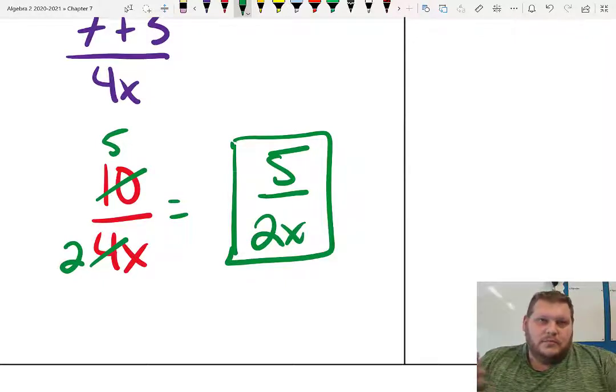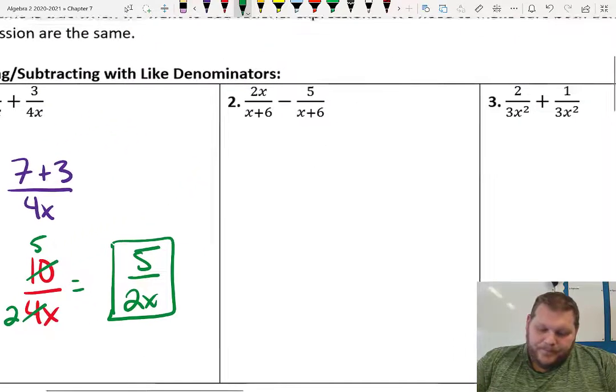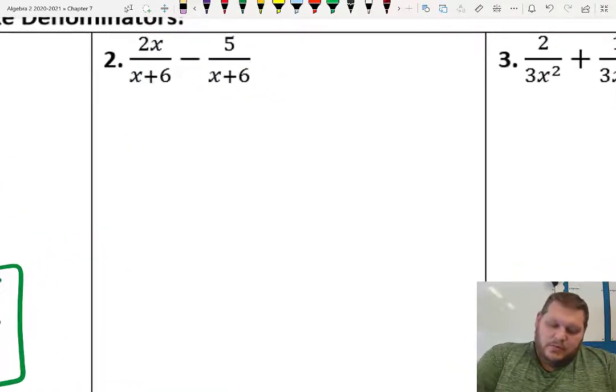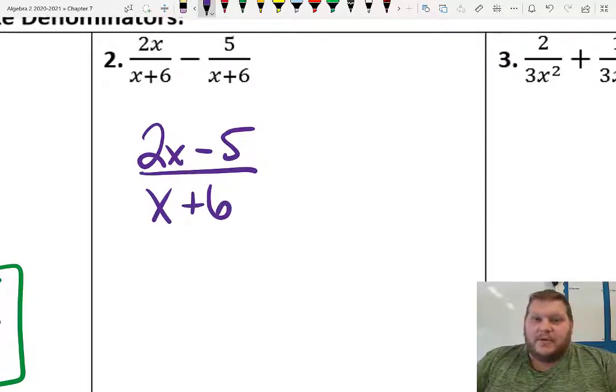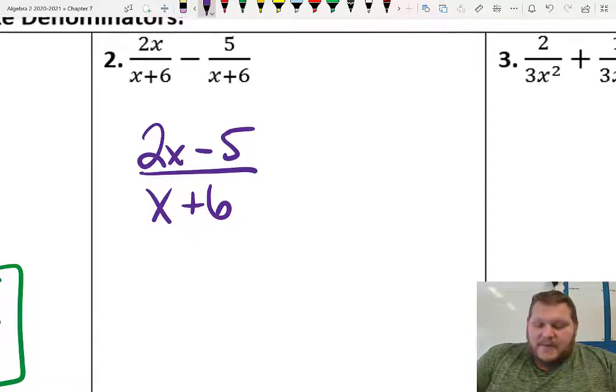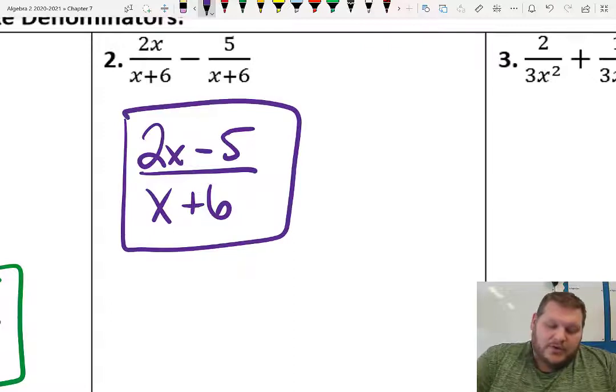In box number 2, in problem number 2, again, I'm going to just do the operation in between. So this becomes 2x minus 5 up top over x plus 6 in my denominator because my denominator is already the same. Here, I can't factor out anything. 2x minus 5 is factored as far as possible. And the terms are not the same on both top and bottom. So in this case, that is all I can do for number 2.